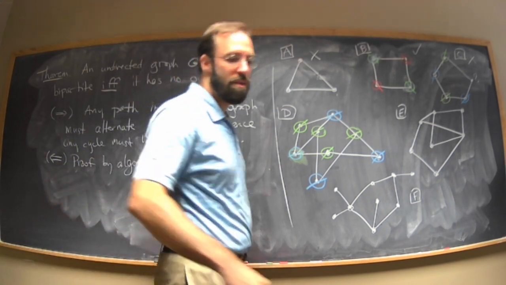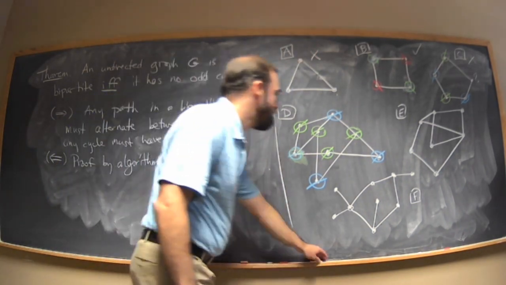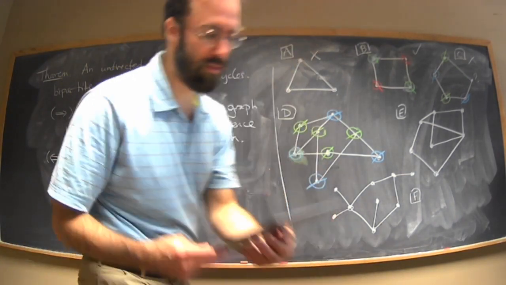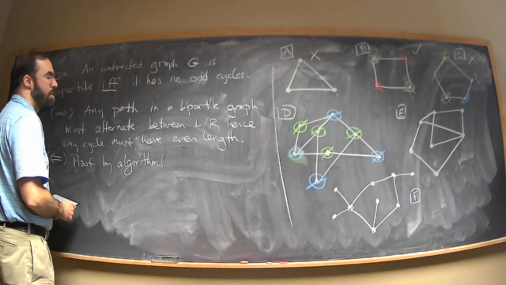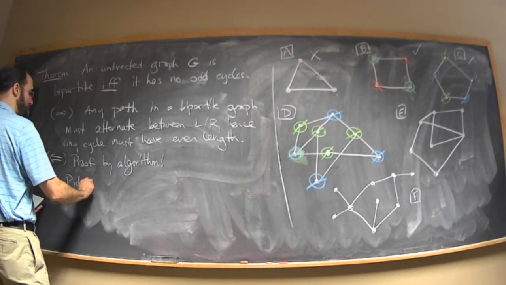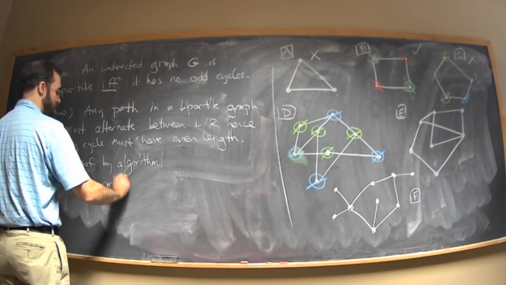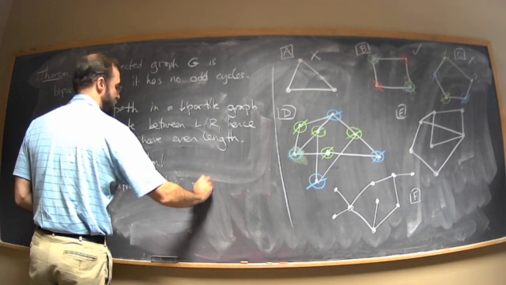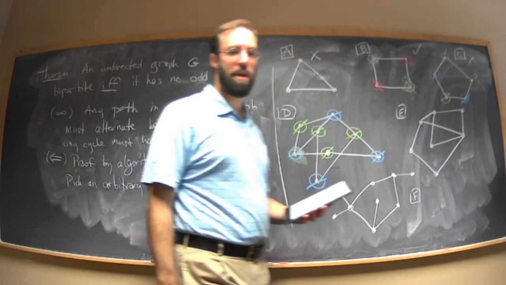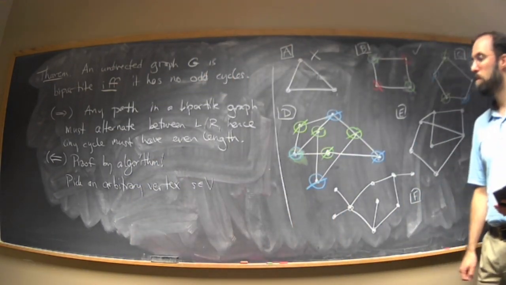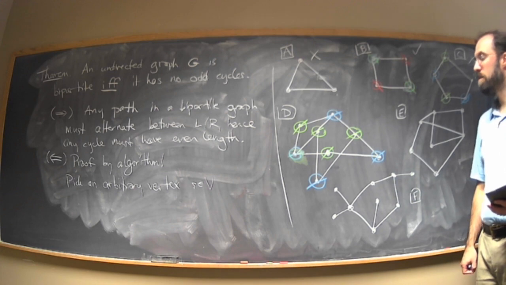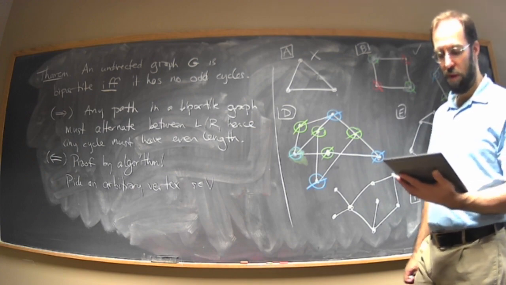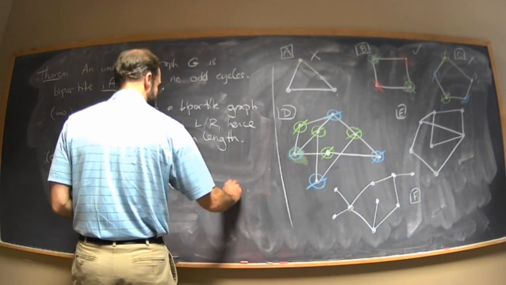Okay, so good. That's exactly the right idea. So let's write it up. We're going to pick an arbitrary starting vertex. It's kind of funny that it doesn't really matter where you start. You can start anywhere and it's going to work. Depending where you start, you might get different colors, but you're going to get something that works. So, run a breadth first search.